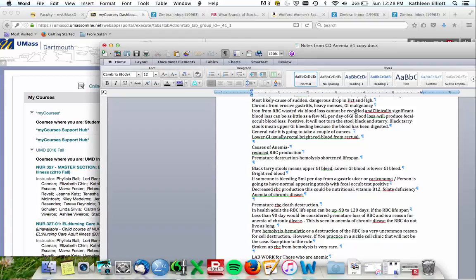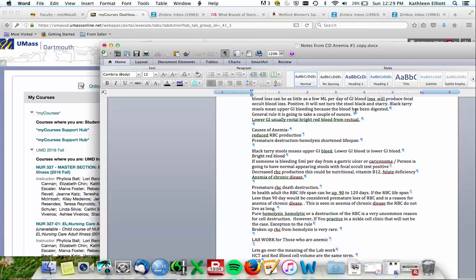Pure hemolysis, or hemolytic destruction of RBCs, is a very uncommon reason for cell destruction. However, if you practice in a sickle cell clinic, that will not be the case. There are exceptions to the rules. So broken up RBCs from hemolysis is very rare, but if you worked in a sickle cell clinic, you would be seeing a lot of this.